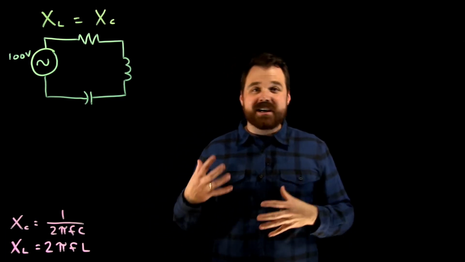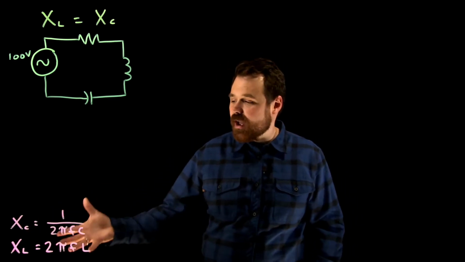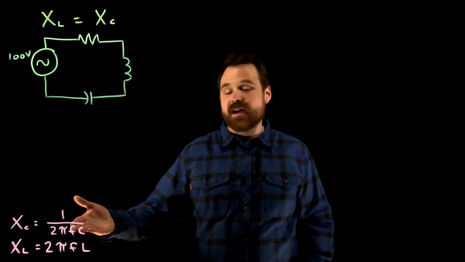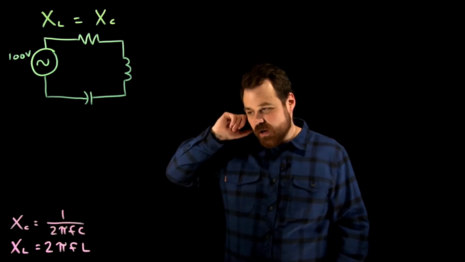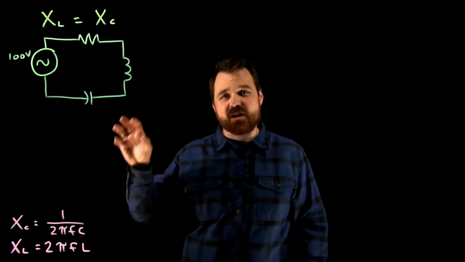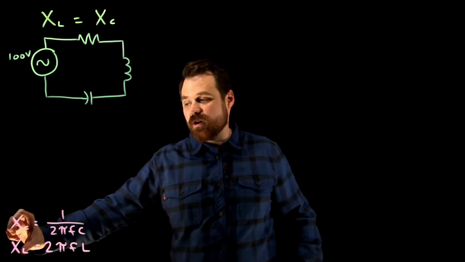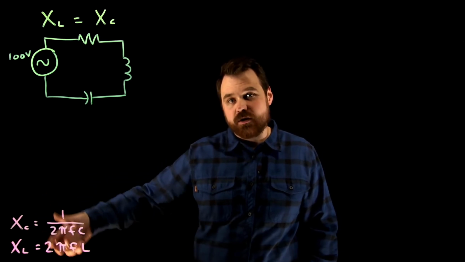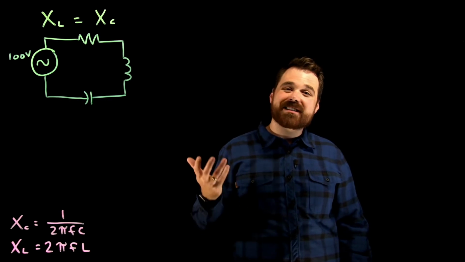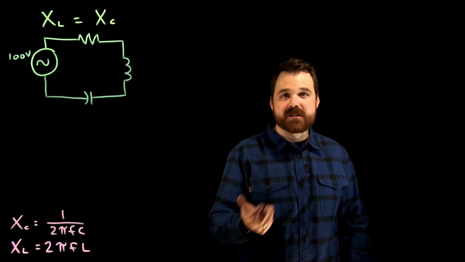So the frequency has gotten to a point where our XL and our XC are equal, right? And here are our formulas for XL and XC. We know XL is 2 pi FL and XC is 1 over 2 pi FC. So we know we can't change the L or the C. Those are the physical properties of the inductor and the capacitor. But as we adjust that frequency, our XL and our XC change, opposite to each other. And there comes a point when they will be equal to each other. And that is when a series circuit is operating in resonance, or it's a resonant series RLC circuit.